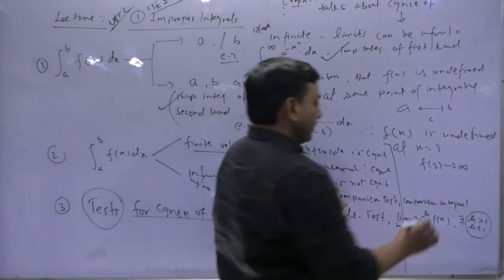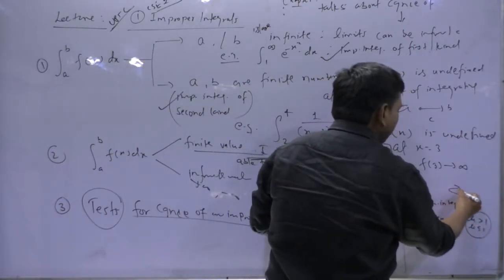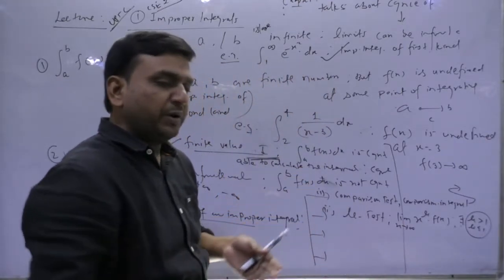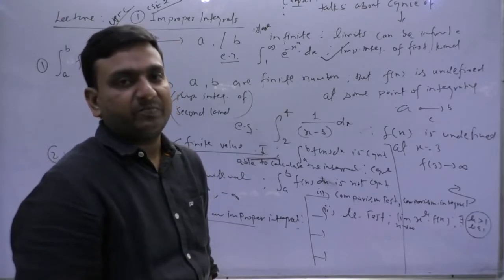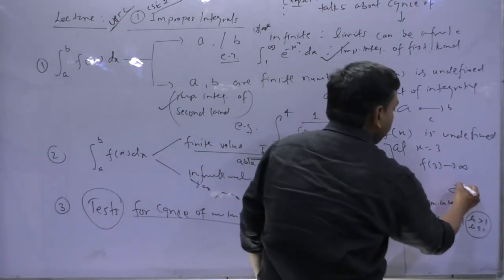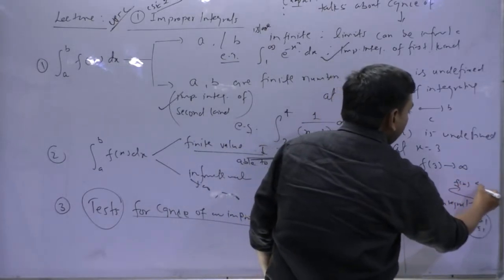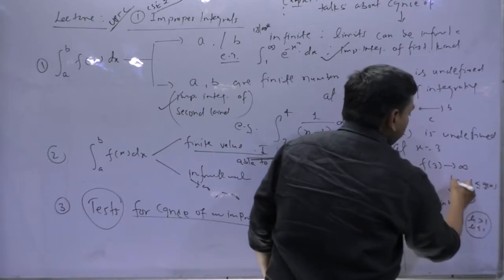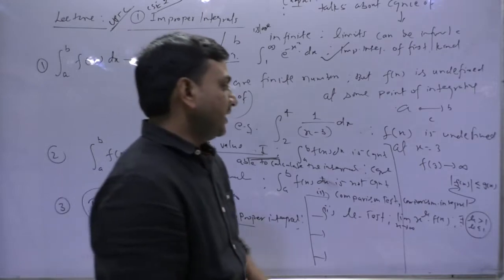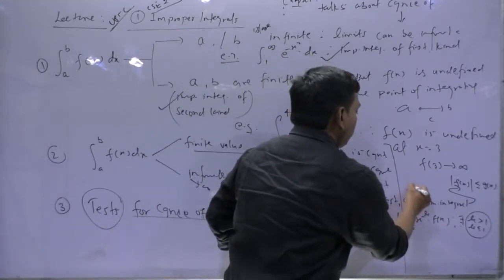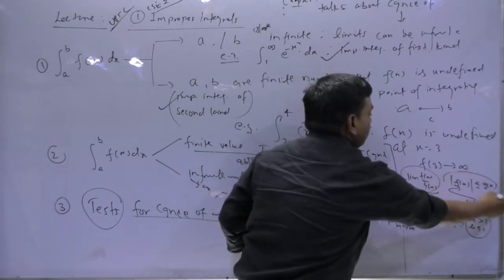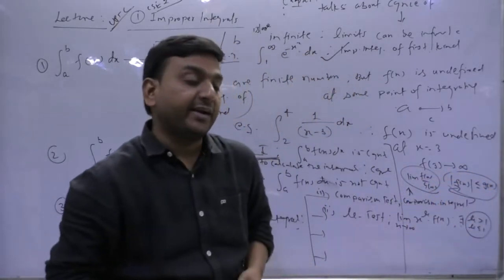In the comparison test, please be on the board, because if these things are clear then your chapter will be finished in 10 minutes only. In the comparison test we compare the integrand with some other function. Comparison test has two forms: either this form, or we calculate the limit of f(x) upon g(x), depending on the given integrand.